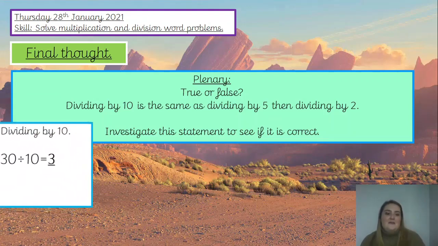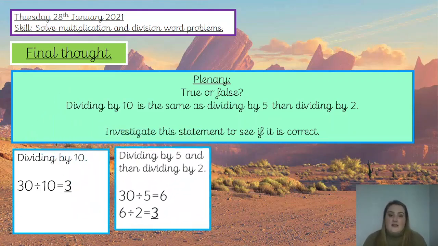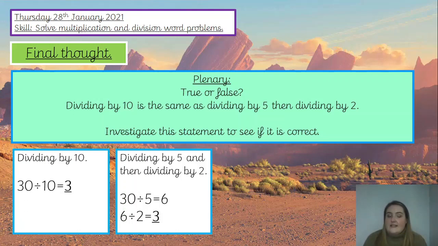Okay, well done for investigating this then. So if we take 30, the example that I said would be a good one to use. If we did 30 divided by 10, we get the answer of 3. And if we did 30 divided by 5, we get 6. And then if we use that 6 and divided it by 2, we also get 3. So we can see there where the 3 is underlined, dividing 30 by 10 has given us 3, and dividing it by 5 and then dividing it by 2, we have also got 3. So this statement is true.